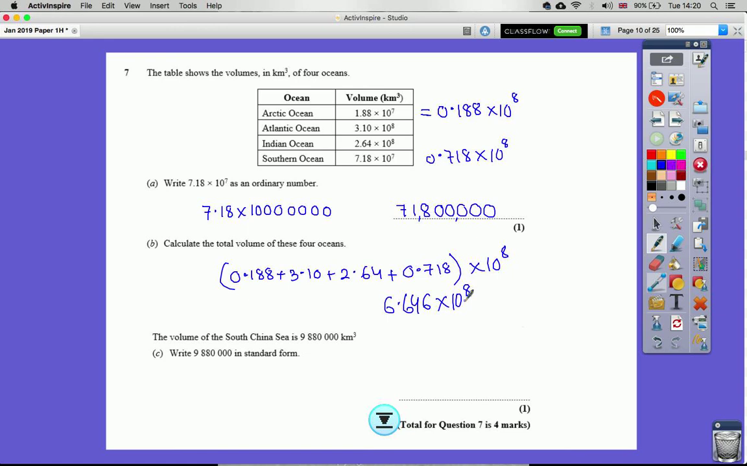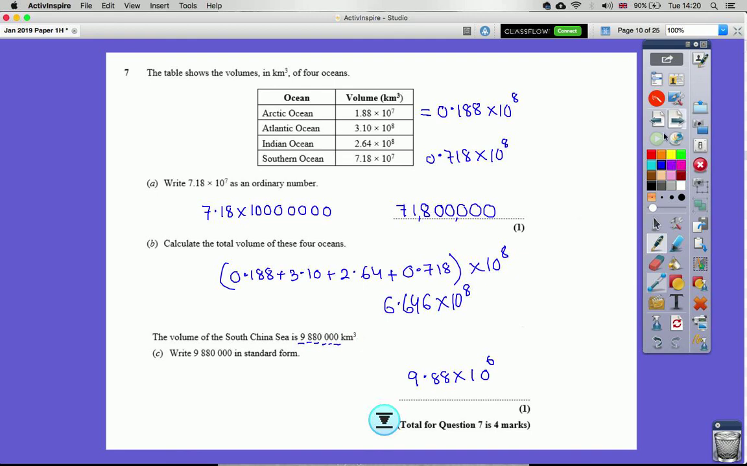The third part of the question says the volume of the South China Sea is 9,880,000 kilometer cube. We have to write it in standard form. So we just keep the first digit as it is. So it's 9.88 multiplied by 10 to the power of 6 will give you your answer. Reason being, I have moved the digits 1, 2, 3, 4, 5, 6 digits to the right.